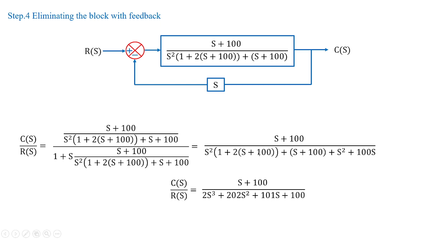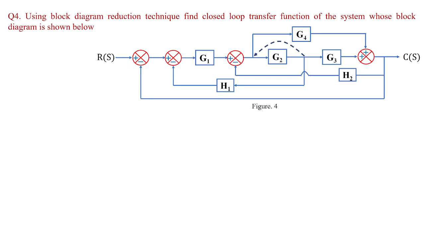Further, you can take the common terms and collect the powers of s. So you're going to get the transfer function as (s plus 100) by (2s cubed plus 202 s squared plus 101s plus 100). So this is the overall transfer function for the given problem. Now this is an interesting problem, shown in example 4, where you have blocks G1, G2, G3 and G4 and the feedback paths are H1 and H2.